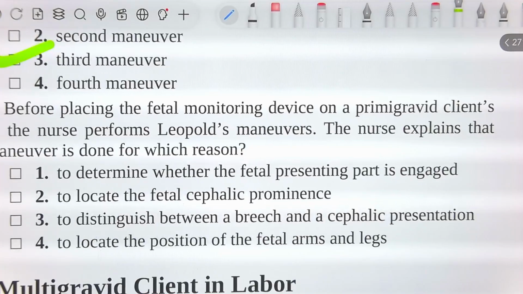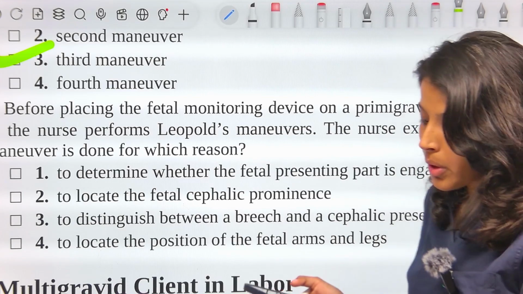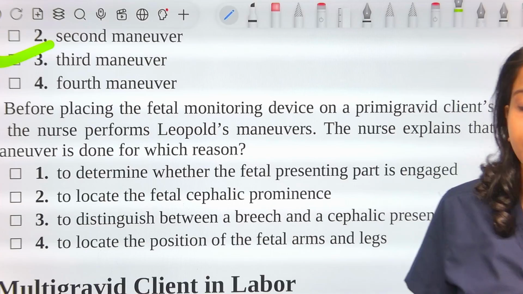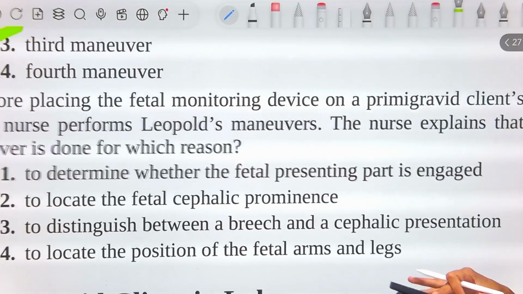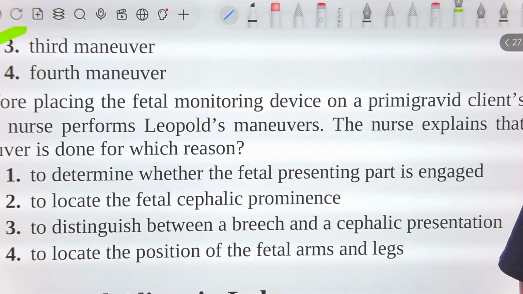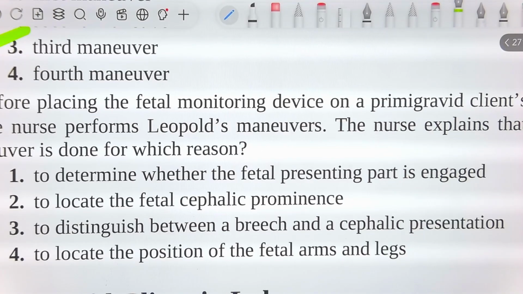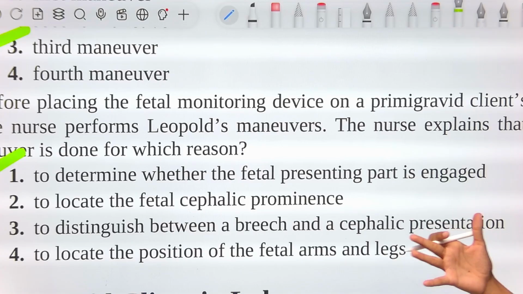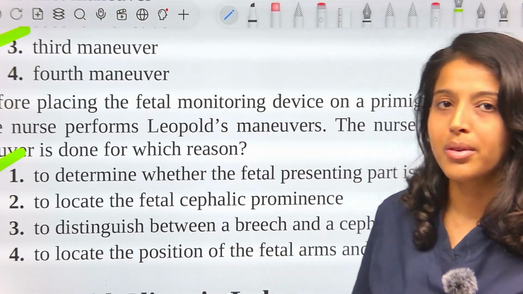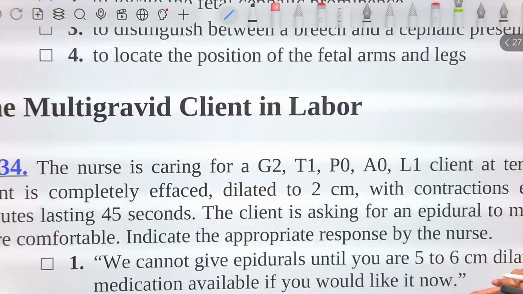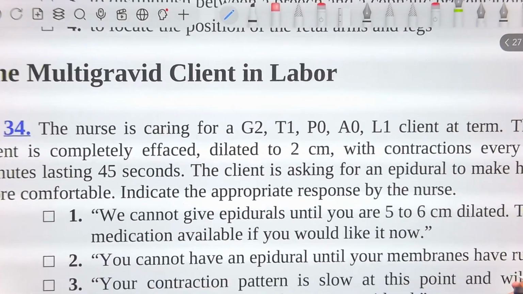Before placing the fetal monitoring device on a primigravid client's fundus, the nurse performed Leopold's maneuver. The nurse explained that third maneuver is done for which reason? So read all the options. What will be the correct one? So answer number 1 will be the correct, to determine whether the fetal presenting part is engaged or not. So let's read the next question, that is 34.